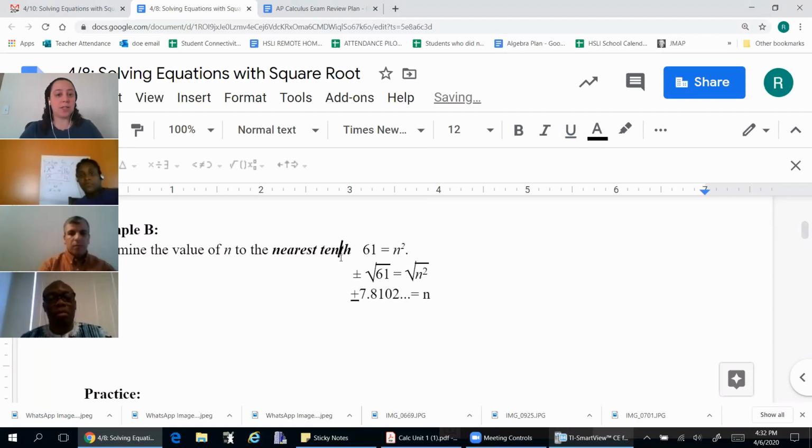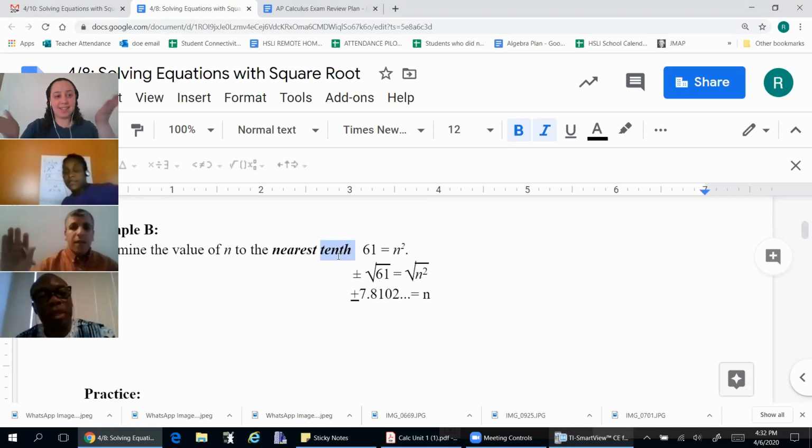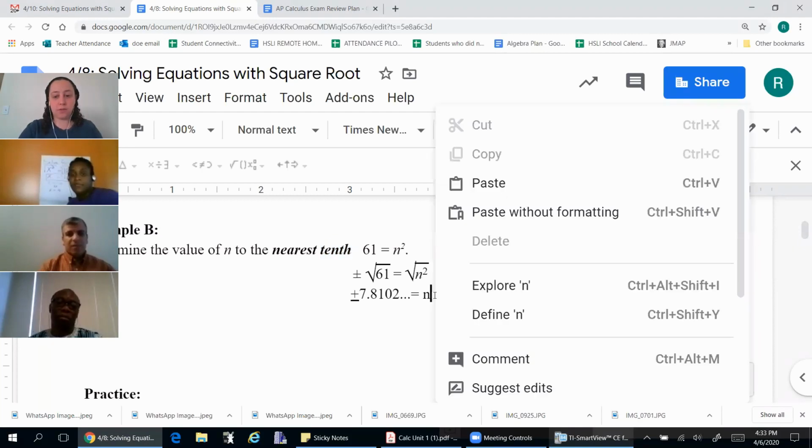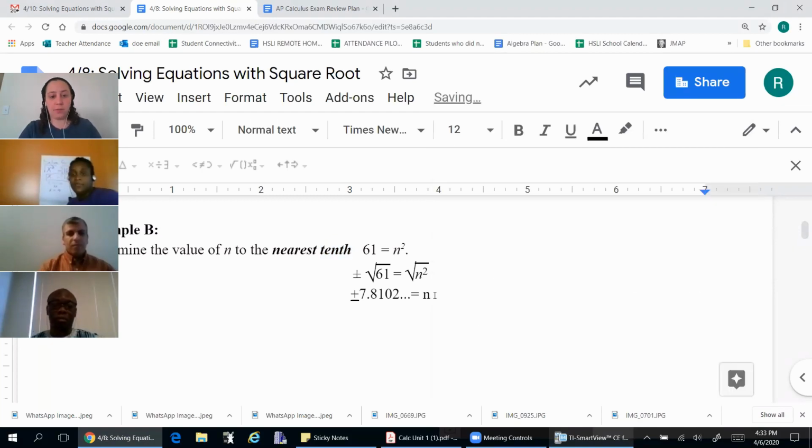How many decimal places do I need to look at for the nearest tenth? One. Remember, 10 has a 1 and a 0, so we need one number. I'm going to write, still plus or minus, 7. Is that my number? No. Why not? After the decimal point. So 8.